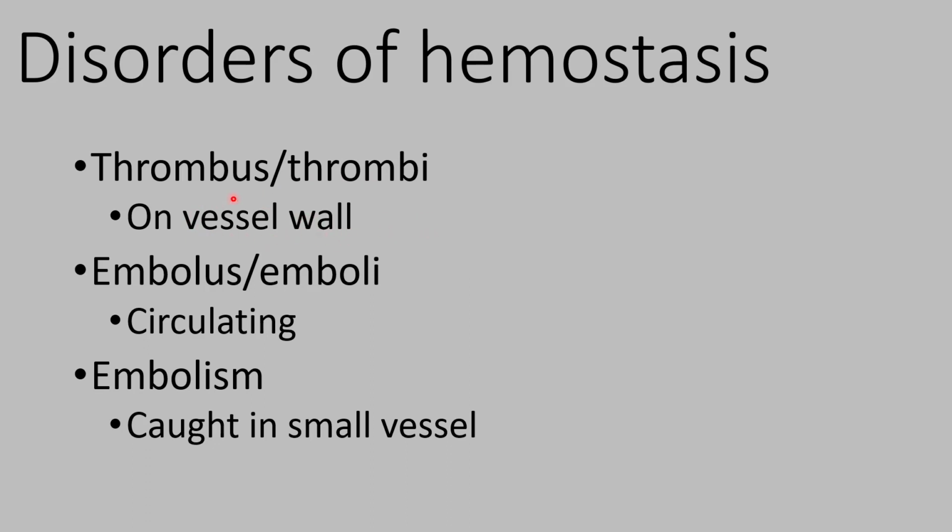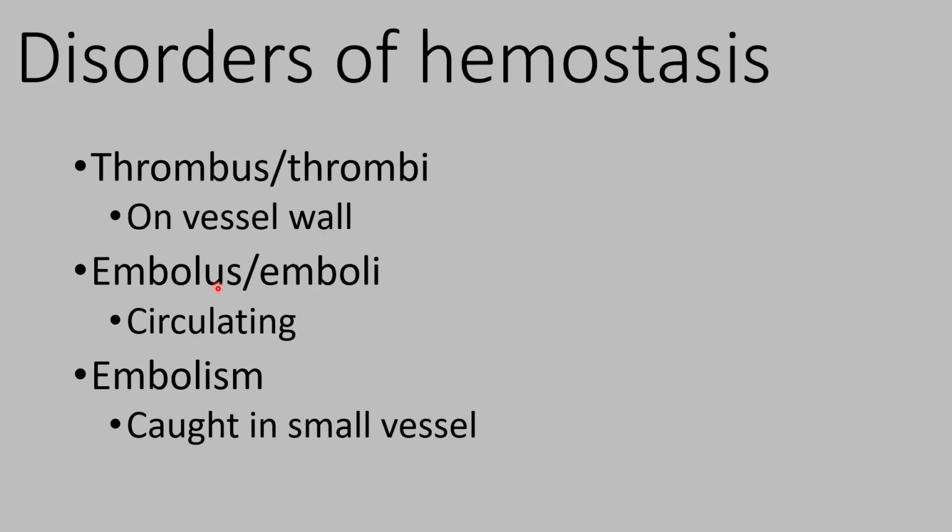If that thrombus breaks off and goes into circulation, that's called an embolus. Or if there's more than one, they are emboli. So an embolus is a circulating thrombus or a circulating blood clot. Now, blood clots, they're kind of big. They're not gigantic, but they're kind of big.